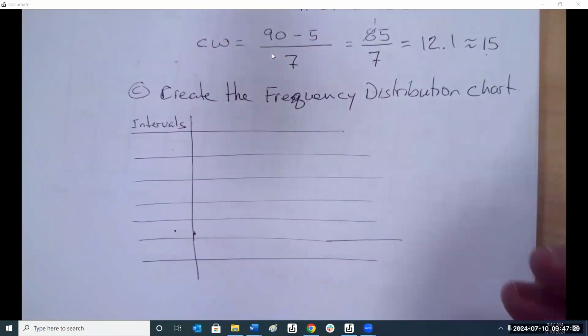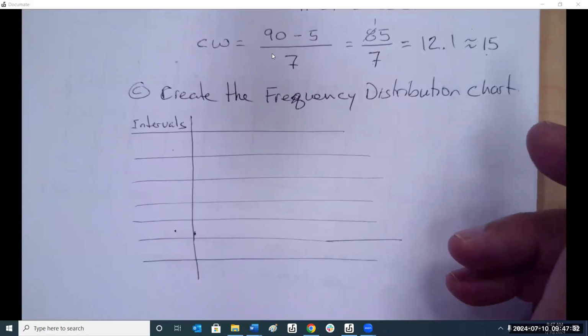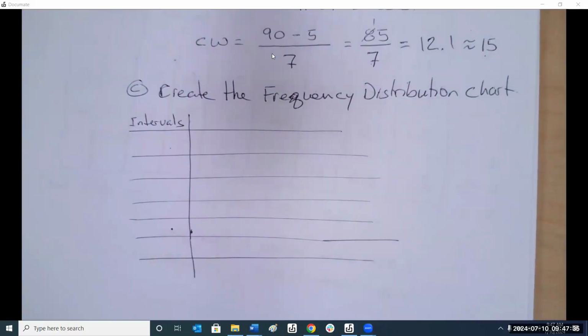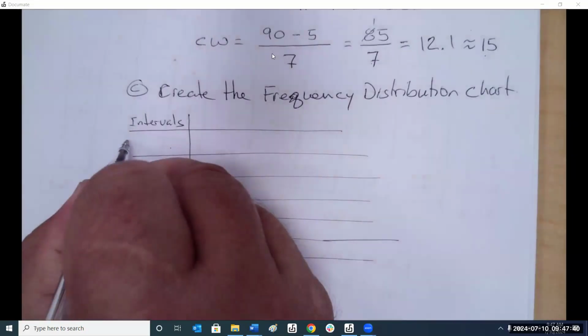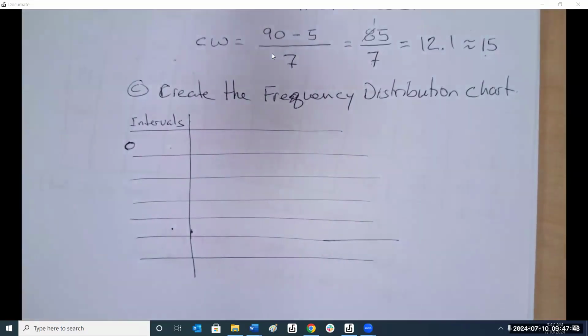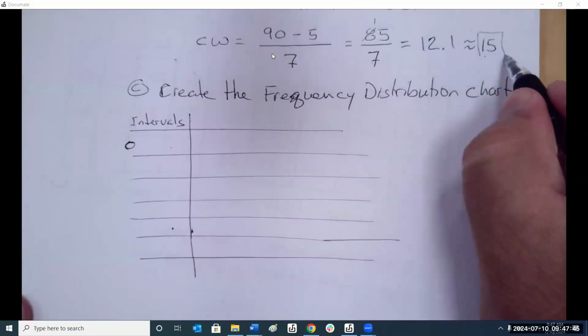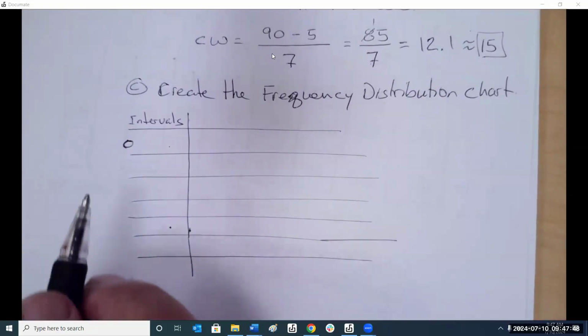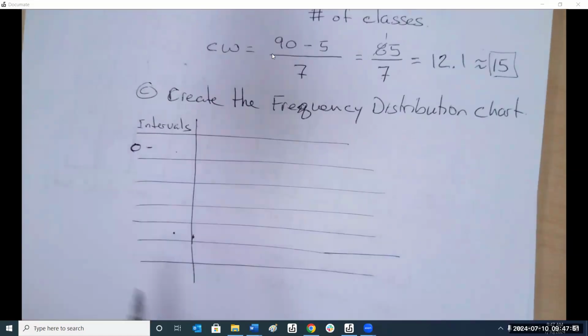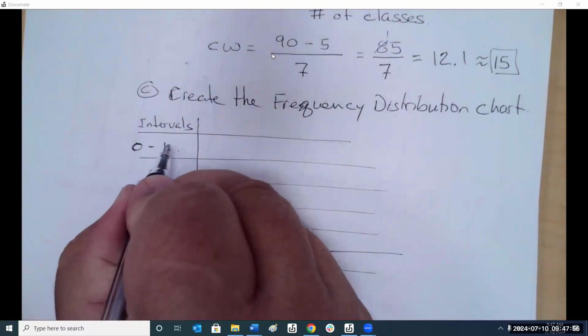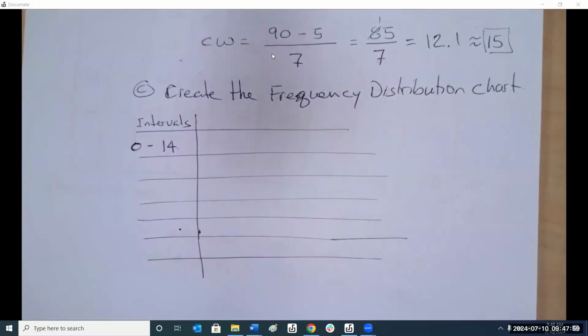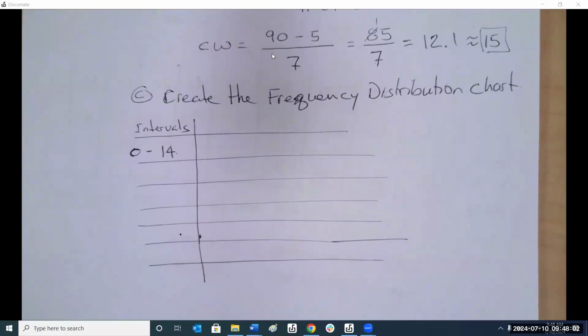So the intervals. Since our lowest number was 5, we want our beginning number to make sure that we incorporate that one. We don't want our lowest number to be the end point. So we're going to start off at 0. And remember, our intervals are 15. If you start at 0, what number is the 15th number? Just think about it. 0, 1, 2, 3, 4, 5, 6, 7, 8, 9, 10, 11, 12, 13, 14. The 15th number is 14.